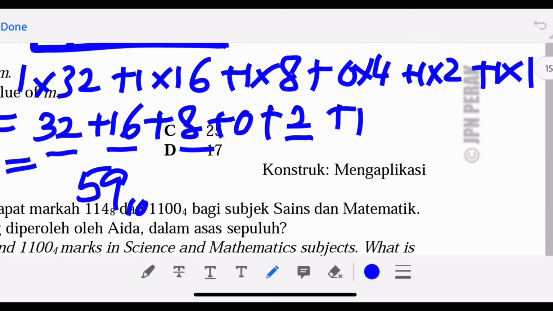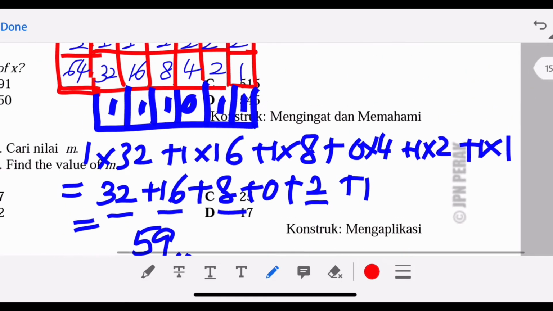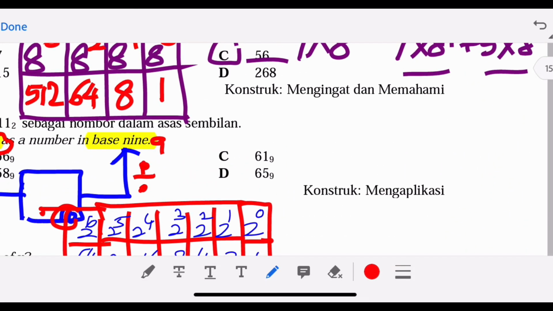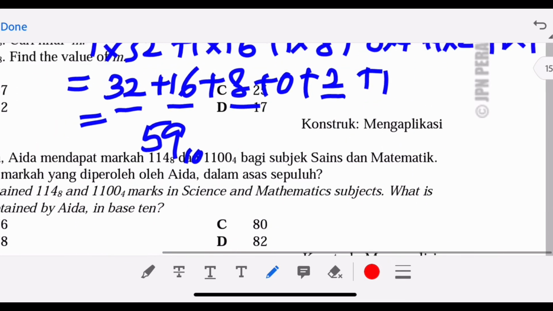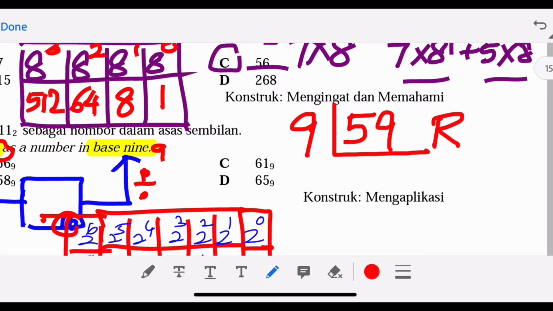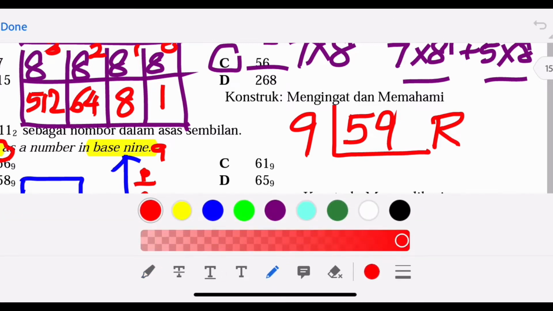Because we want to convert to base 9. Okay, now we are going to divide by 9. We already got 59, base 10. 59 base 10, we want to convert to base 9. So remainder, right? Always write this. Okay, let's convert to 9.